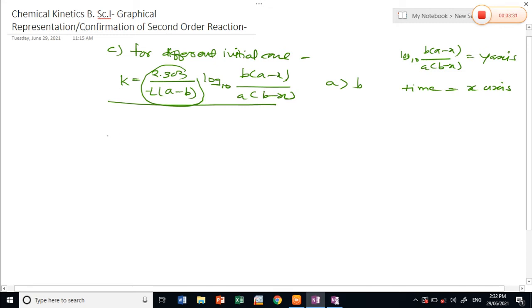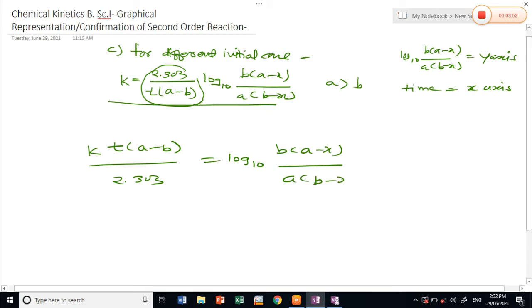So what will become? k into t into a minus b divided by 2.303 is equal to log to the base 10 b into a minus x, a into b minus x. So we'll write t here. So this is y is equal to x, and this is m. So this is the straight line passing through origin.